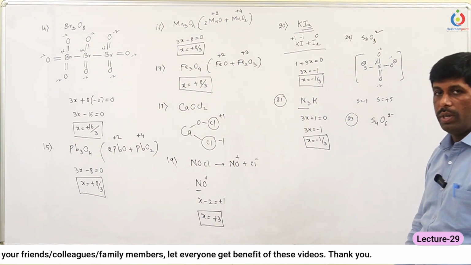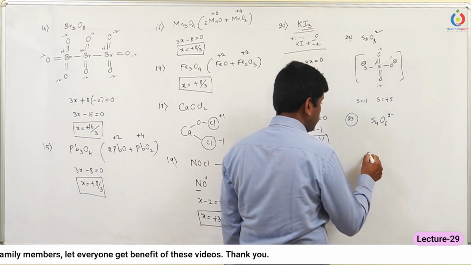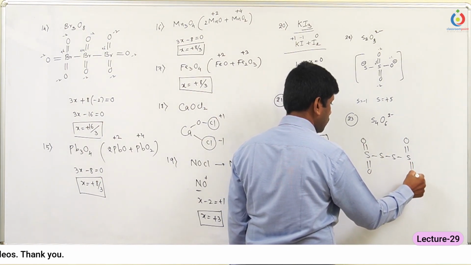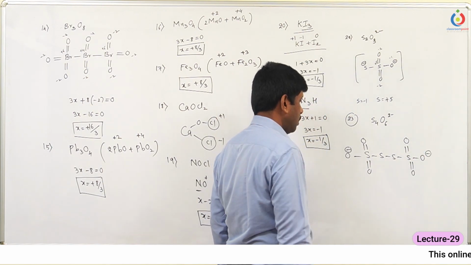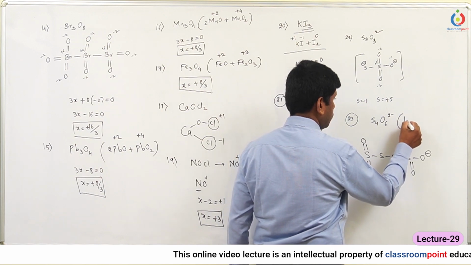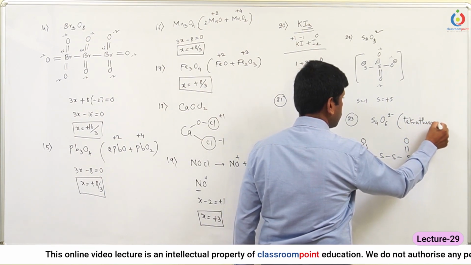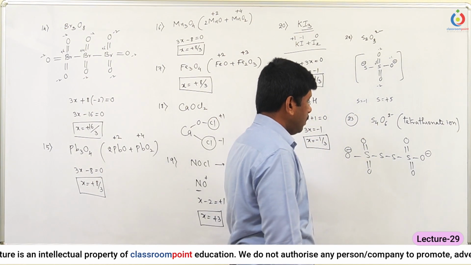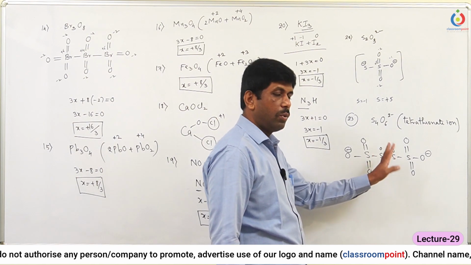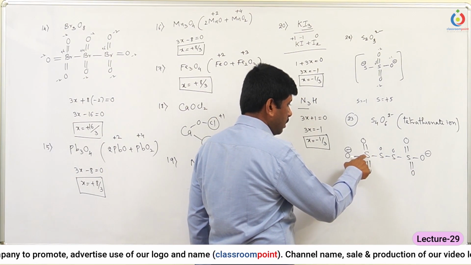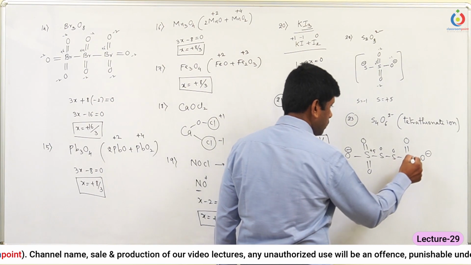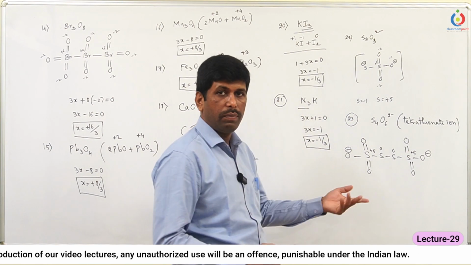S4O6 2-, tetrathionate ion. In S4O6 2-, we have to see the structure here. See here, 4 sulfurs, 6 oxygens, 2 negative charges. Tetrathionate ion. Middle sulfurs, they get 0 oxidation state. Why? Because they are connected only to other sulfur atoms. And this sulfur is connected to the 3 oxygens through a total of 5 bonds. So this sulfur gets +5 oxidation state. This sulfur also gets the +5 oxidation state. So 2 different oxidation states are present.